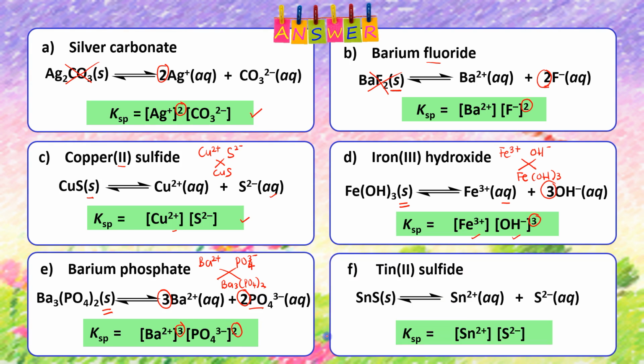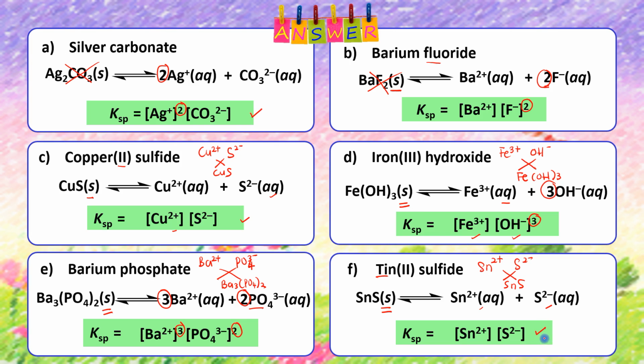Right, next, tin 2 sulfide. The tin formula here is Sn2+, sulfide S2-. When combined together, it will form SnS, which exists as a solid. It partially dissociates and becomes Sn2+ and S2- ion. Then we can write the Ksp expression: concentration of Sn2+ times concentration of S2- ion.